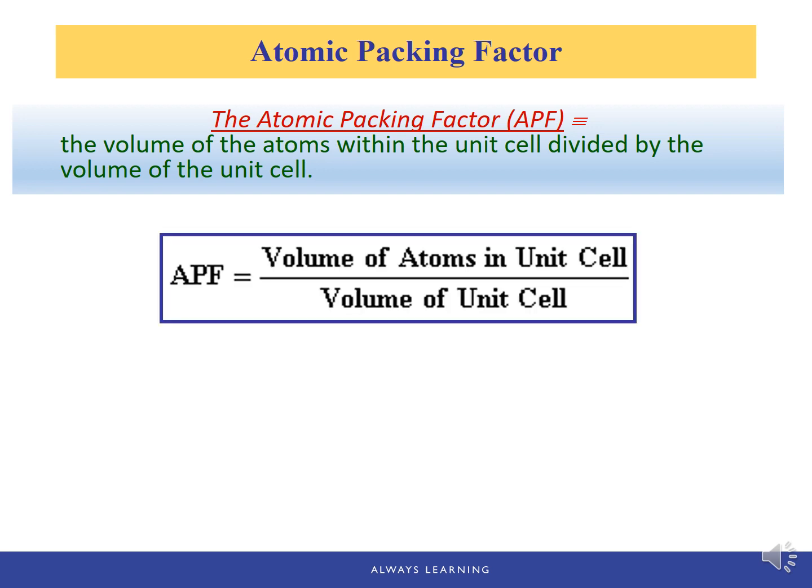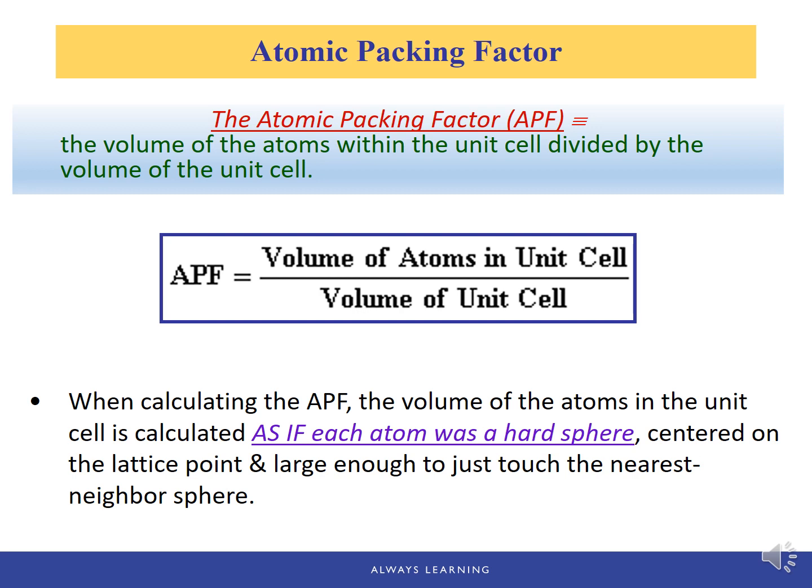So here's the formula: the volume of the atoms in the unit cell divided by the volume of the unit cell. When calculating this APF, the volume of the atoms in the unit cell is calculated as if each atom was a hard sphere. That means if we have the radius of the atom, then the volume of each atom equals 4/3 pi r cubed. And we're going to do some examples in a separate video.